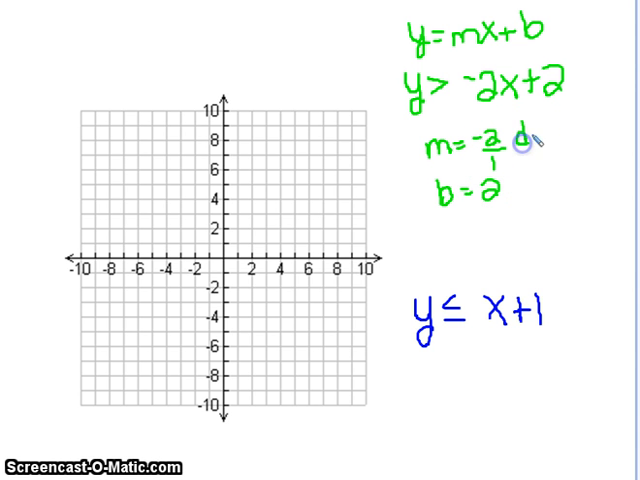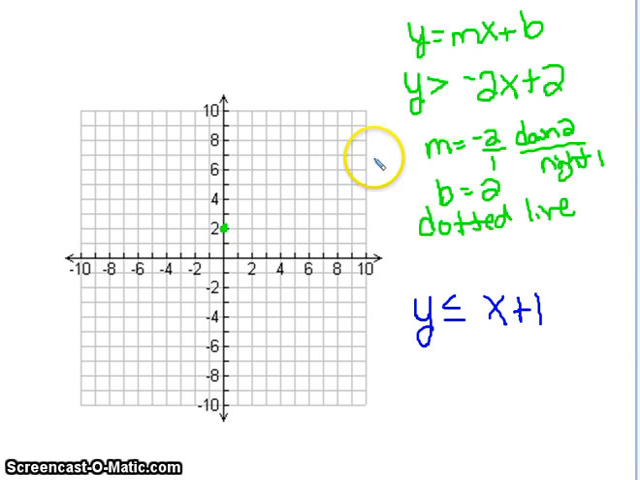We know that we are going to go down 2 and to the right 1. And if you want to go ahead and determine if it's just greater than, then this is going to be a dotted line. So I'm going to put a point at 2, my y-intercept, right here. I'm going to go down 2 to the right 1, down 2 to the right 1, or up 2 to the left 1.